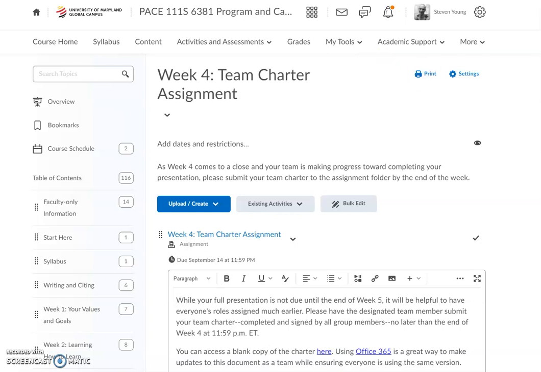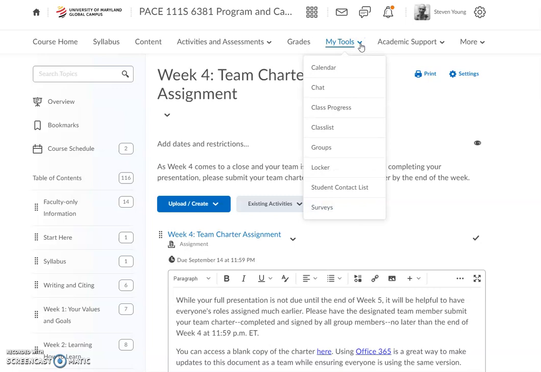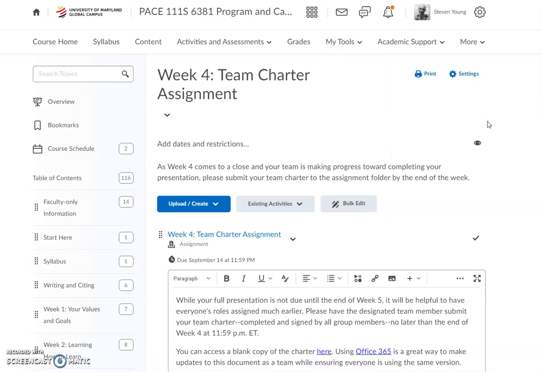So for week number 4, the first thing you're going to want to do is find out what group you have been assigned. So I have assigned the class into different groups, and you should be aware of what group you are in. If you don't know what group you are in, if you have no idea who your group members are, please email me at steven.young@faculty.umgc.edu, and I will help you with that.